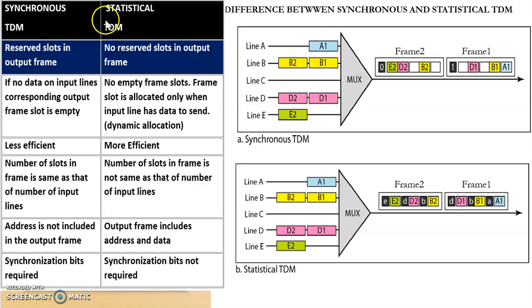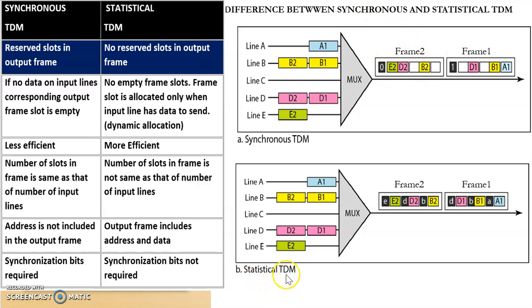So the first difference between synchronous and statistical is that in synchronous there are reserved slots in the output frame, whereas in statistical there are no reserved slots in the output frame. So this is the diagram for synchronous time division multiplexing and this is for statistical time division multiplexing. As discussed in the previous videos, we know that for synchronous time division multiplexing, for the first time duration, these data units will be sent as frame 1 and for the second time duration, these data units will be sent as frame 2.